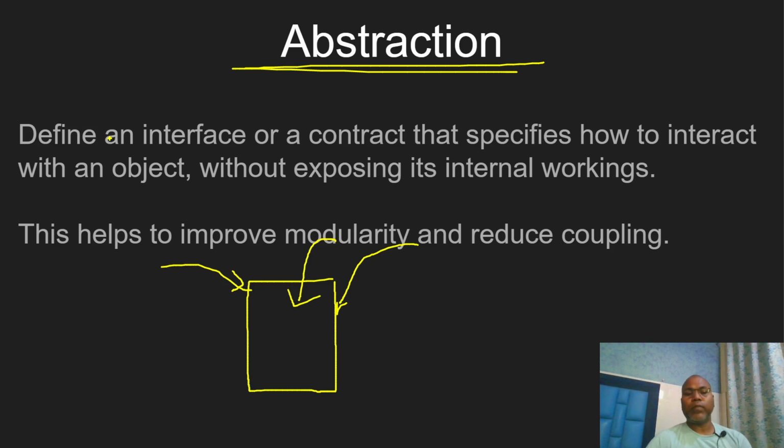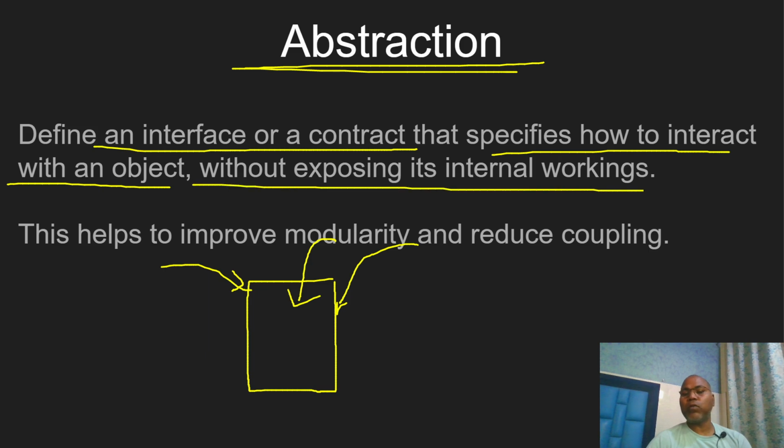Here you can say it is defining an interface or contract that specifies how to interact with the object without revealing the internal workings. So we're not exposing more details, just the very important high-level concepts, so that the intention of the design is clear. So let's jump in. We are going to design a system. In this system, we are exposing lots of behaviors: behavior 1, behavior 2, behavior 3, behavior 4.